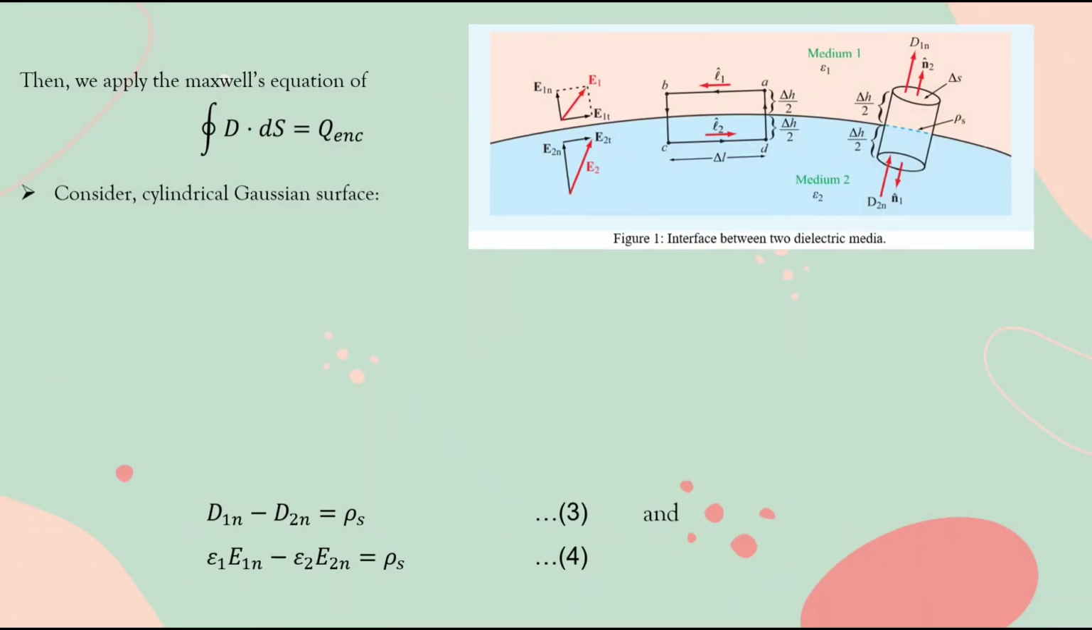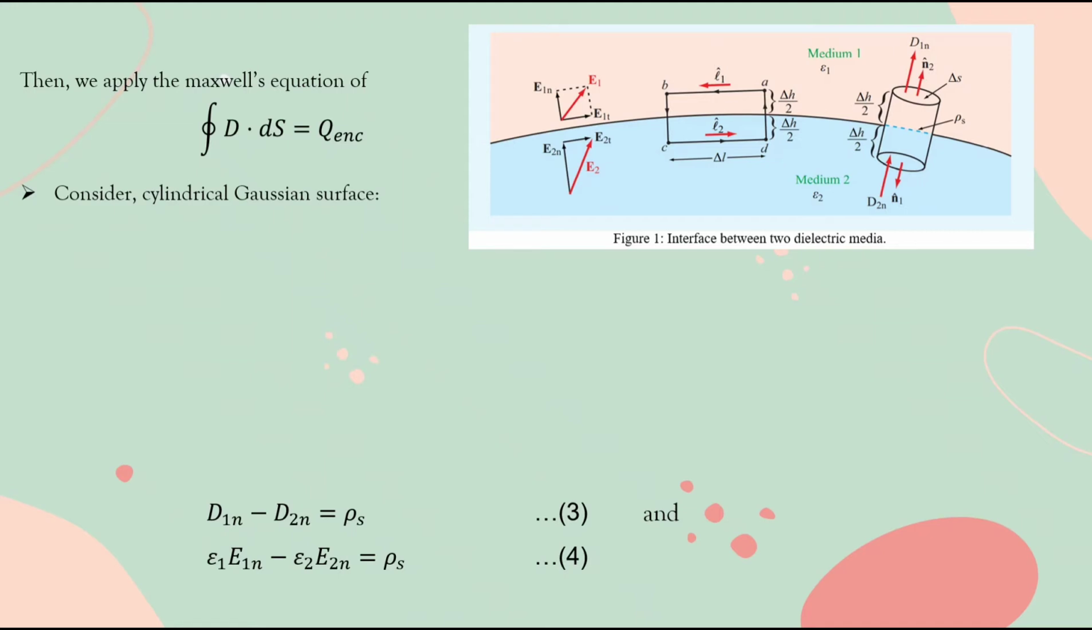Then, we apply the second Maxwell equation, that is closed surface integral D dot dS equal to Q enclosed. Here we take a closed cylinder. Half of the cylinder is in region 1 and half is in region 2. Now this closed cylinder has a surface charge density rho s and its cross-sectional area is delta S.